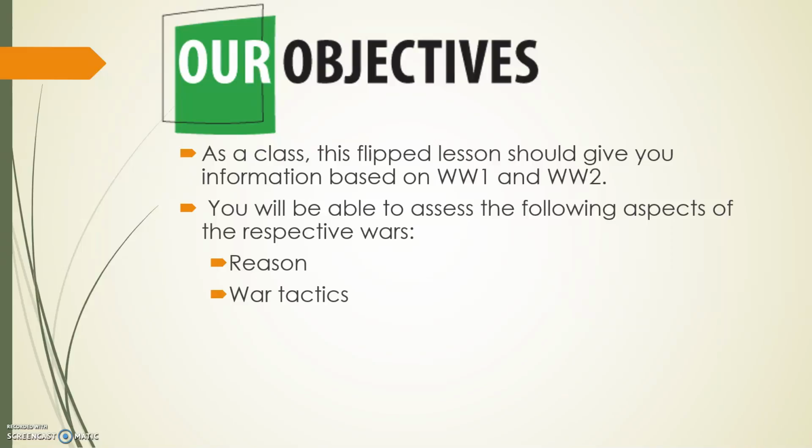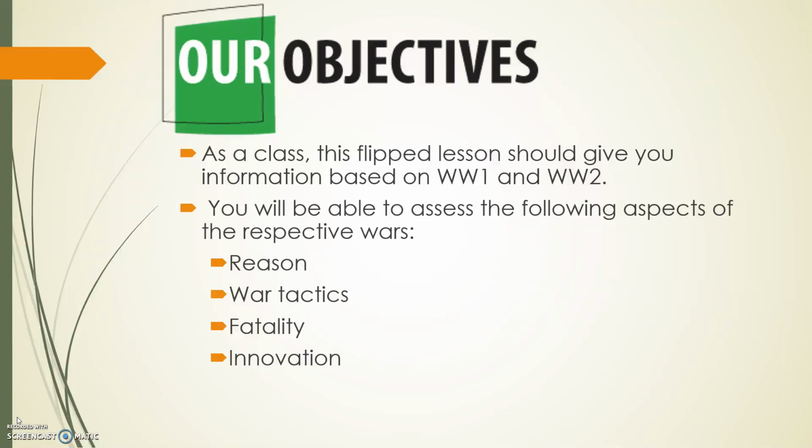Next up, we have war tactics. For war tactics, we will explain the use of, for example, poison gas, airplanes being brought into war, submarines, stuff like that. Next up is fatality. Fatality is the number killed during the war. So for World War I, we'll have an X number of people that were killed, including civilians.